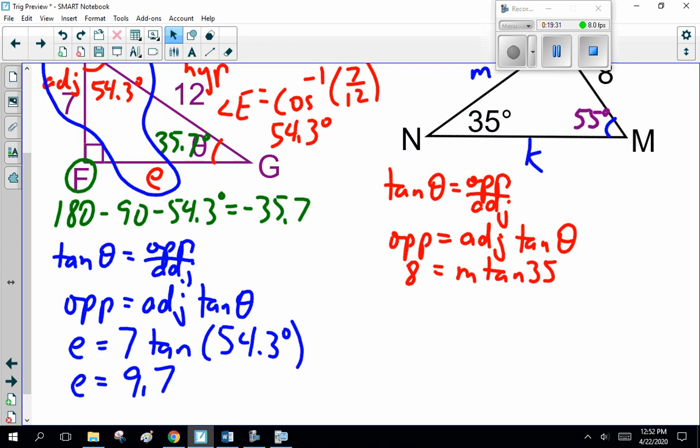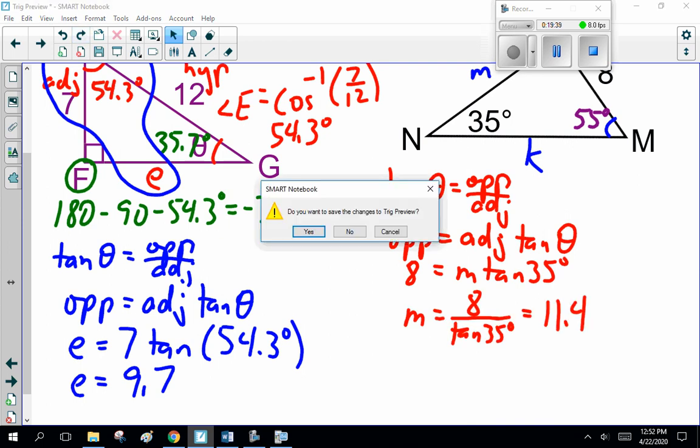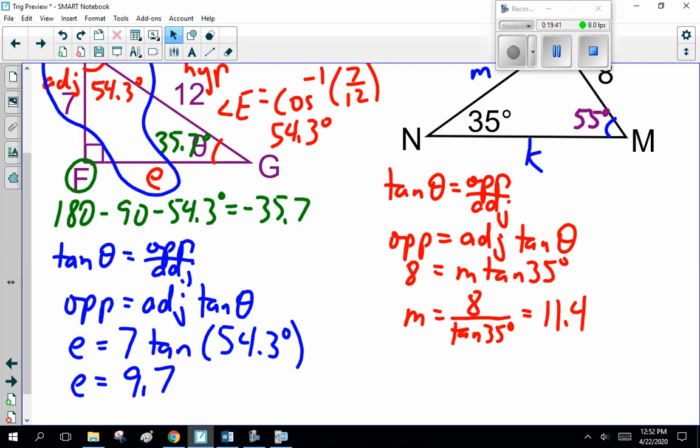If you write it out like this and solve for the unknown, I find it conceptually easier. 8 equals M times tan 35. Divide both sides by tan of 35. I get 11.4. So that's 11.4.